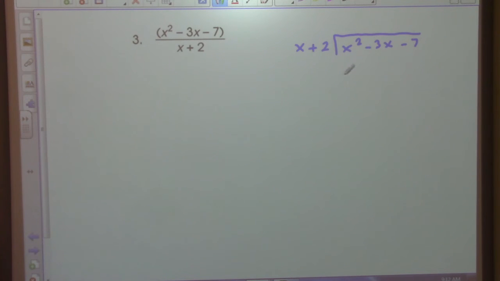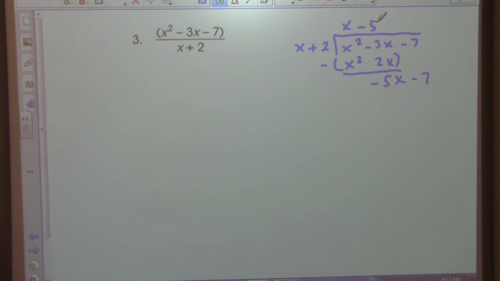Okay, what we're gonna do is I'm gonna show this up here, and you can help me with this. X squared divided by x is x, and then we multiply through here. x times x is x squared, and x times 2 is 2x, right? Now we subtract, and one thing that might help subtraction is to wrap that in parentheses. So we have 0, and negative 3x minus 2x is negative 5x, and we bring down the minus 7, right?